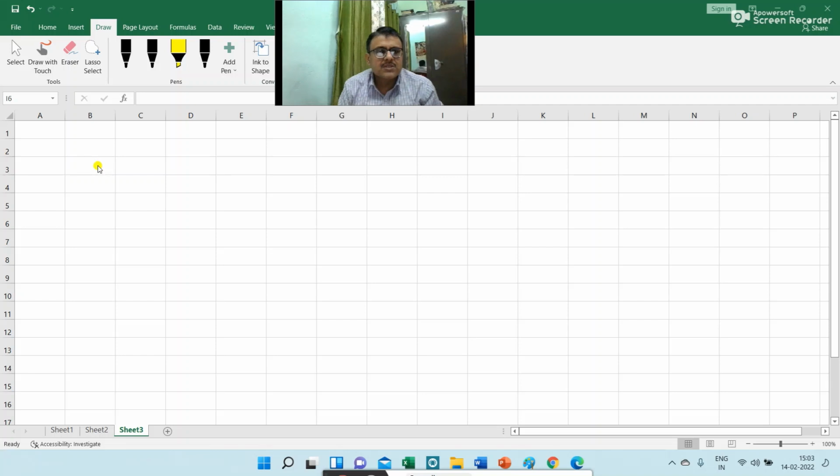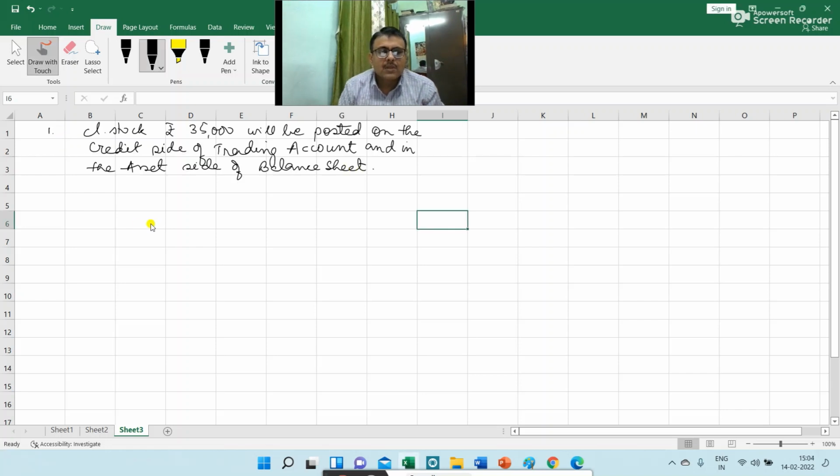Since this is a problem on final accounts of a manufacturing concern, let me first discuss the additional information, the adjustments which are given in the problem. The first adjustment: closing stock of rupees 35,000 will be posted on the credit side of the trading account and on the asset side of the balance sheet.